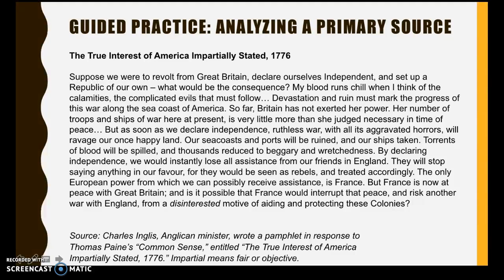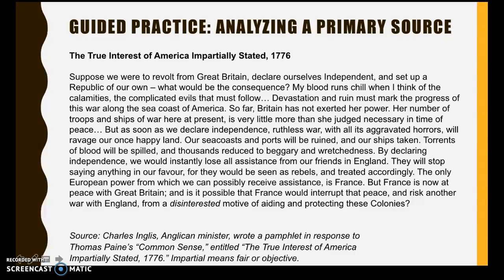The only European power from which we can possibly receive assistance is France. But France is now at peace with Great Britain. And is it possible that France would interrupt that peace and risk another war with England from a disinterested motive of aiding and protecting these colonies?